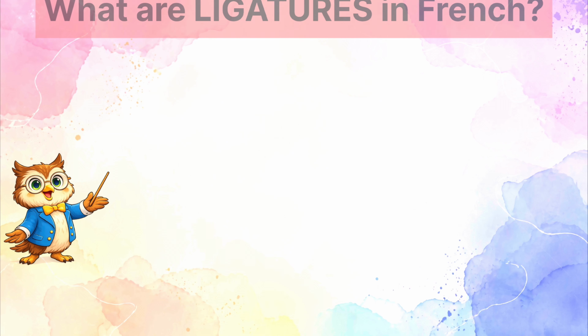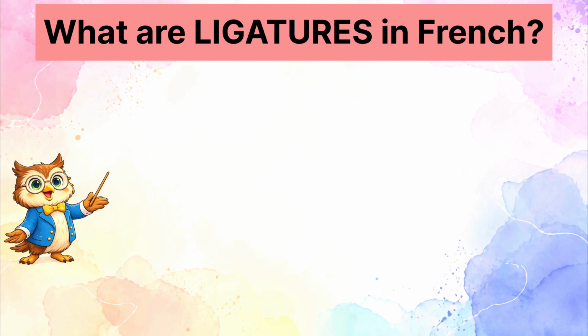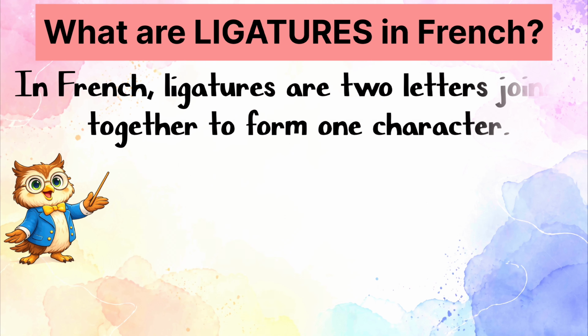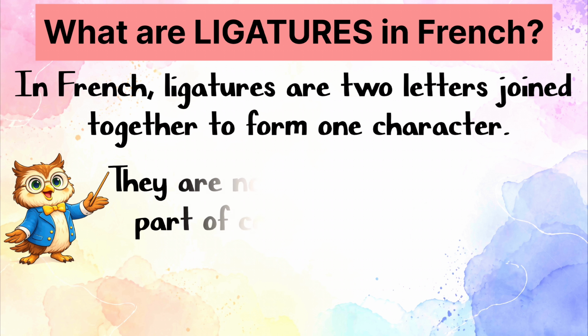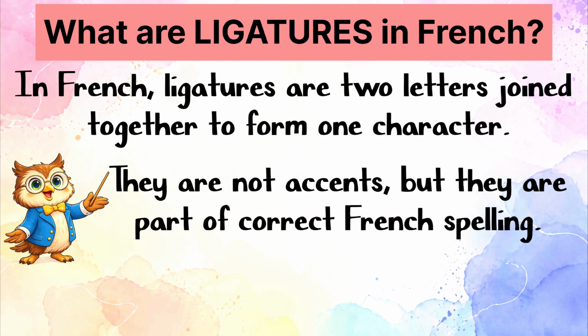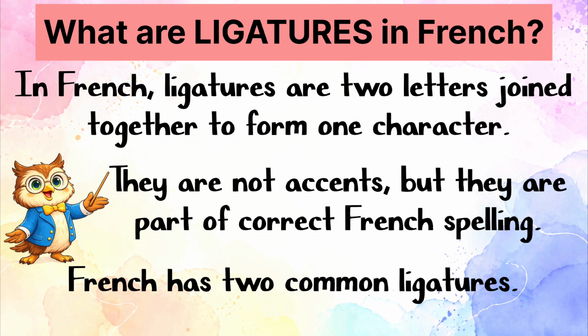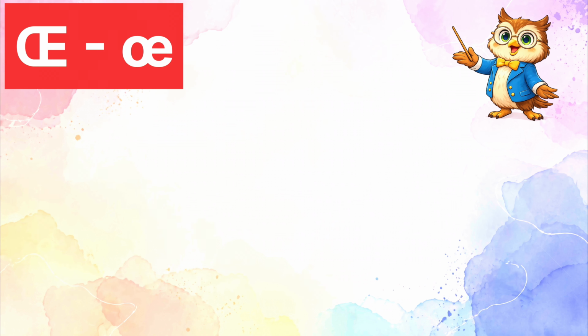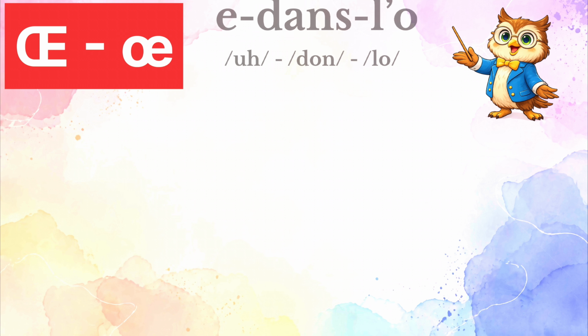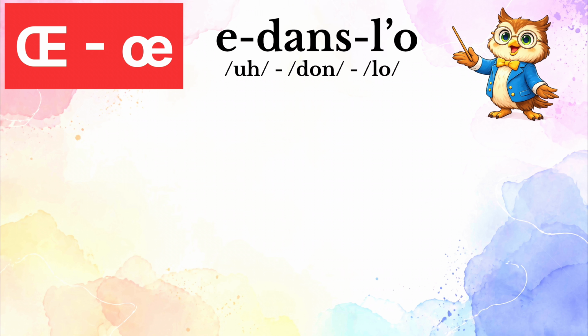What are ligatures in French? In French, ligatures are two letters joined together to form one character. They are not accents, but they are part of correct French spelling. French has two common ligatures. The first ligature is E dans l'O, which means E inside the O.